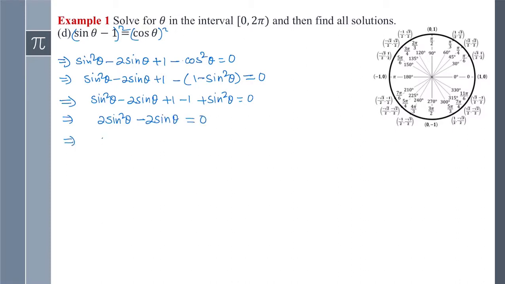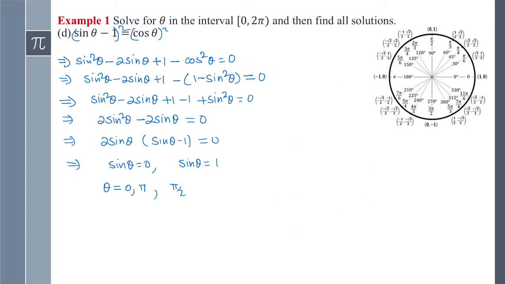Now we can factor out 2 sine theta, and we get sine theta minus 1 equals 0. From the first one, if 2 sine theta equals 0, we just get sine theta equals 0. And from the second one, we get sine theta equals 1. So from the first one, sine theta is 0 if theta is 0 or 180, or we can say pi. And then sine theta is 1 if theta is pi over 2.